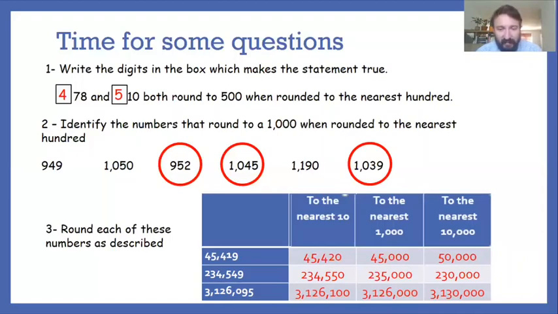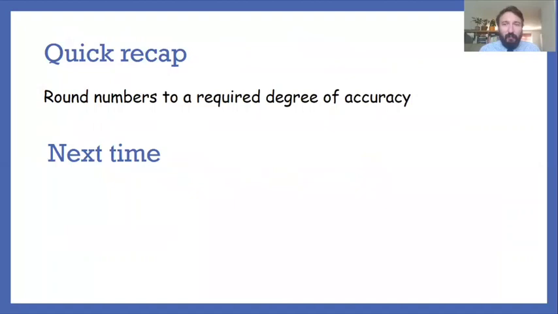And then our final number down there, 3,126,095 rounded to the nearest 10 gives us 3,126,100. Rounded to the nearest 1,000, 3,126,000, and then finally to the nearest 10,000 it gives us 3,130,000. A lot of numbers in today's session, and Mr. Osborne, blah, again, tongue-tied. Okay, so well done for making it all the way through.